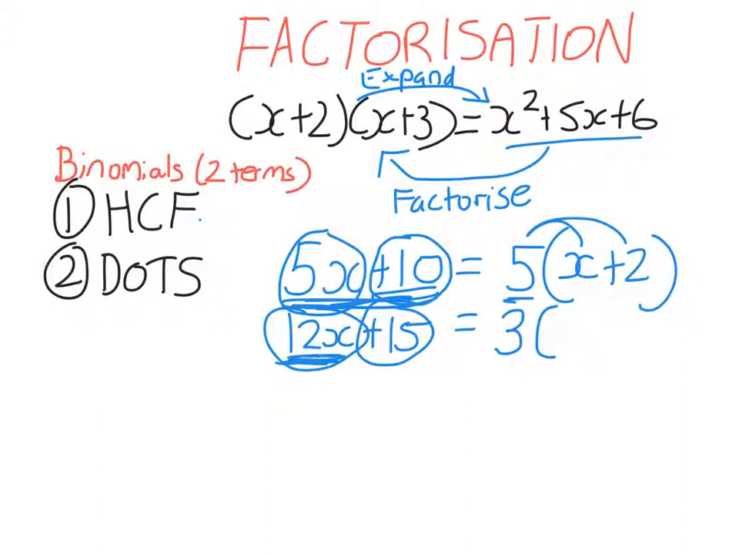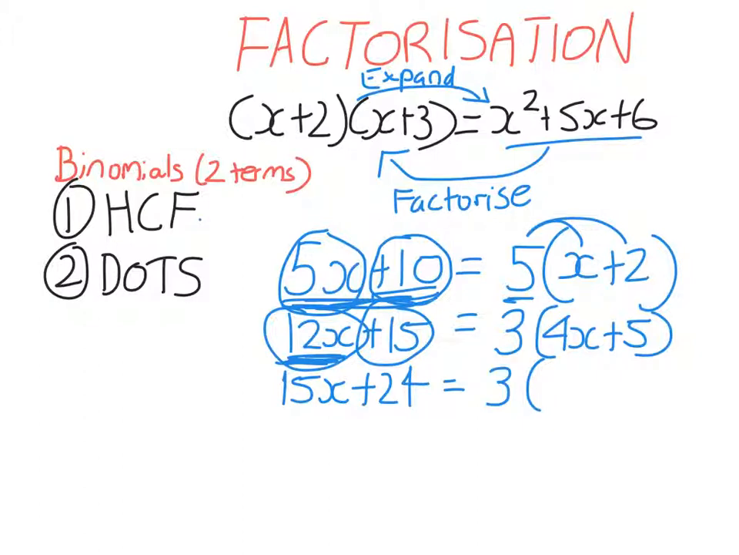I take my first term, 12x, and divide it by 3. I take my second term, 15, and divide it by 3. Okay? If I had something like 15x + 24, the difference between 15 and 24 is 9. So again, the highest common factor has to be a factor of the difference. It has to be a factor of 9. So 9 doesn't go into either, but again, 3 does. So I write 3 out the front. I take my first term and divide by 3, so 15x divided by 3 is 5x. Take my second term, 24, and divide by 3, and I get 8.